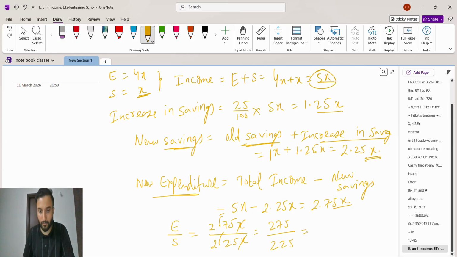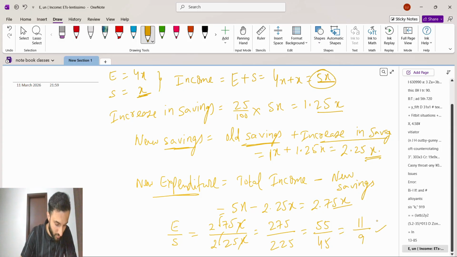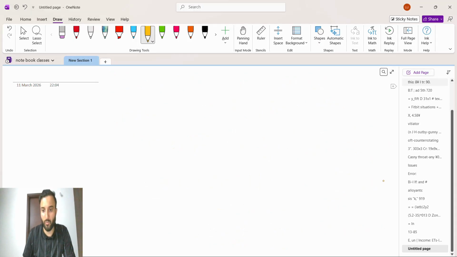So guys, both will go by 5. 275 divided by 5, you will get 55, and 225 divided by 5, you will get 45. Again both will go by 5. 55 divided by 5 is 11, 45 divided by 5 is 9. Yes, the answer is 11:9. Yes, correct. Done. Now we'll move on to the next.